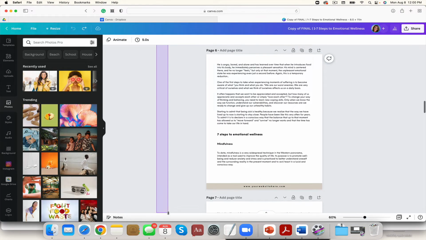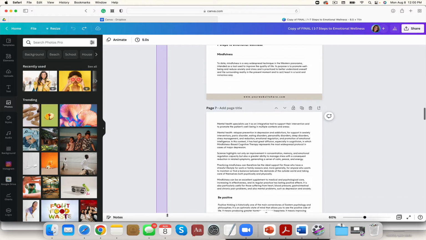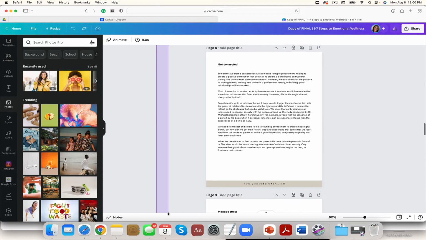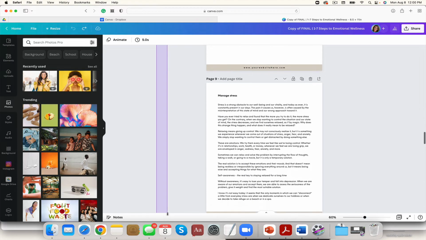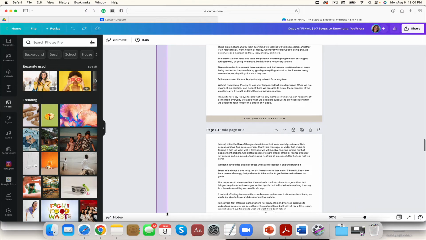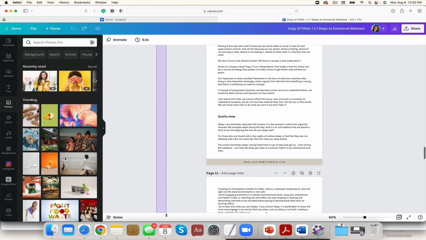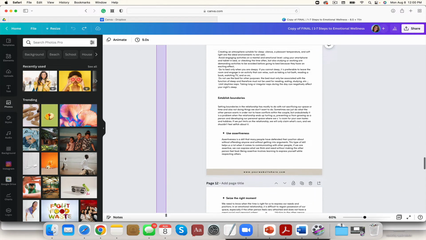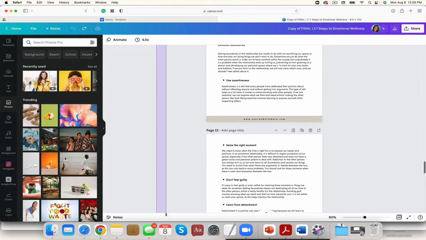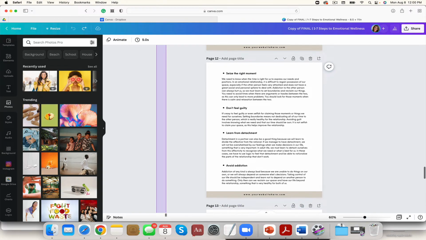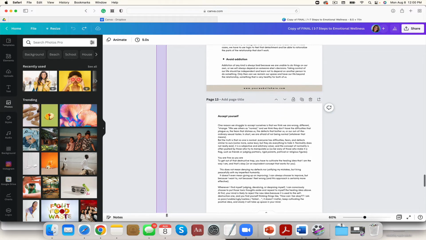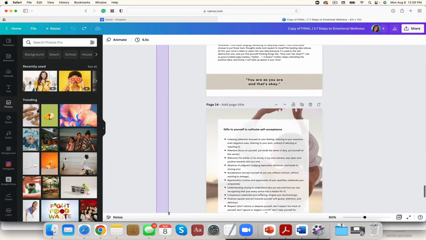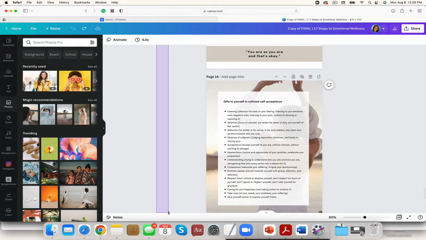Seven steps to emotional wellness: mindfulness, be positive, get connected, manage stress, quality sleep, establish boundaries, so important in this work, and acceptance. And then gifts to give yourself.